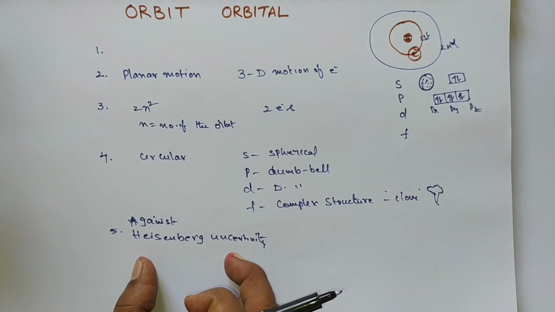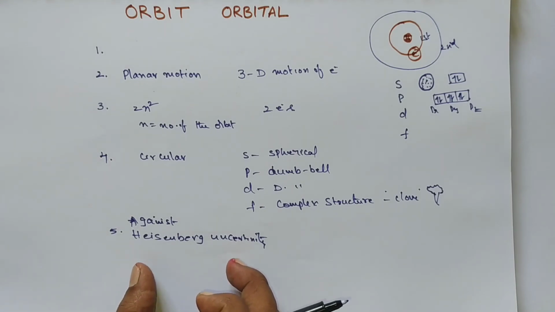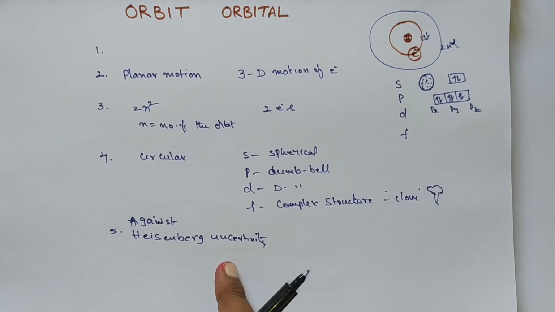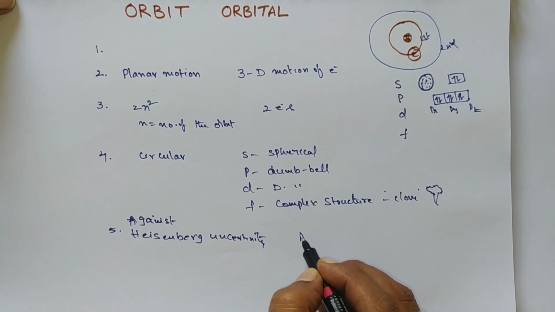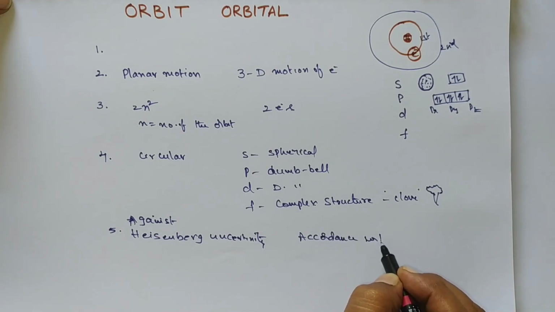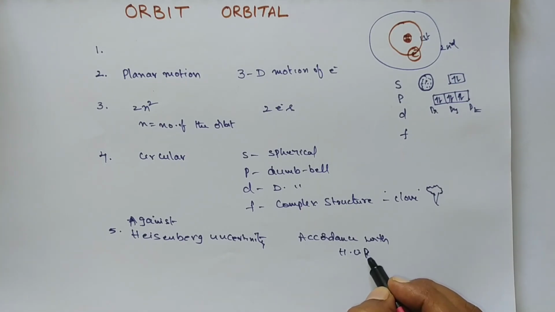I have discussed this Heisenberg uncertainty principle in the previous video. I will give you the link in the description. You can go through that principle. So, this orbit is against the Heisenberg uncertainty principle. Here the orbital is in accordance with the Heisenberg uncertainty principle. So, this is about the differences between orbit and orbital.